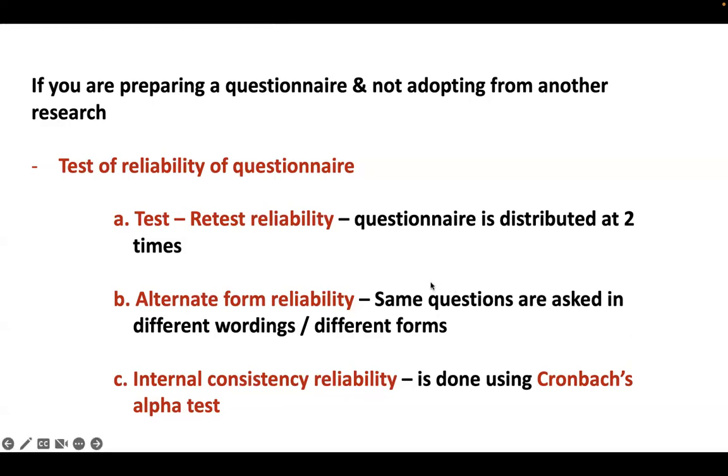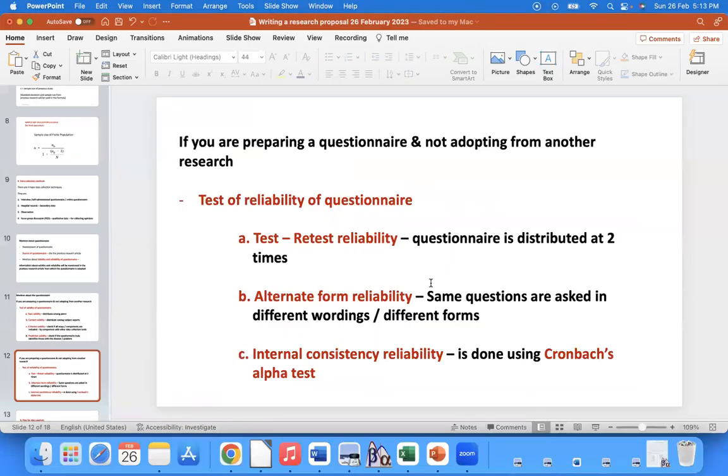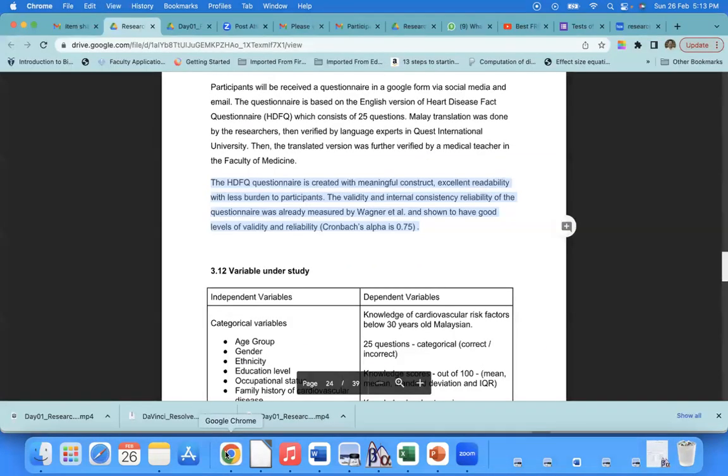Okay, participants, is it okay to you? Reliability: test-retest and alternate form, for these two we use the correlation coefficient. If it is more than 0.7, it means good reliability. Internal consistency is also important, as I showed you in the previous slide.